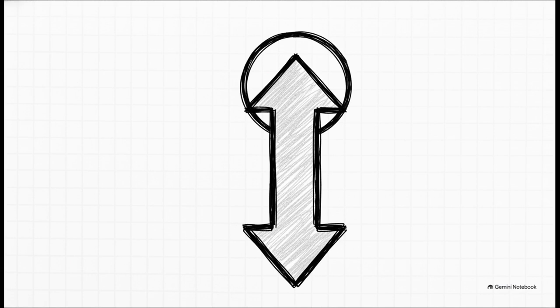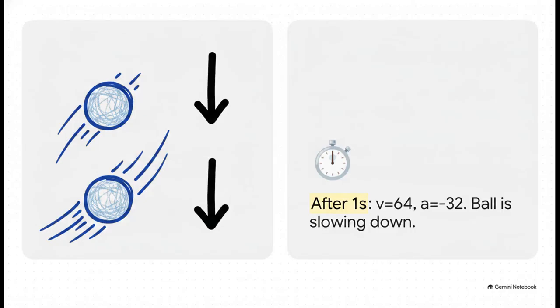Now, why is acceleration negative here? Simply because we chose up as positive, and gravity is constantly pulling down. Gravity is fighting our positive direction, hence the negative sign. So, let's test our rule. At the exact moment of launch, time is 0, our velocity is positive 96, and acceleration is negative 32.